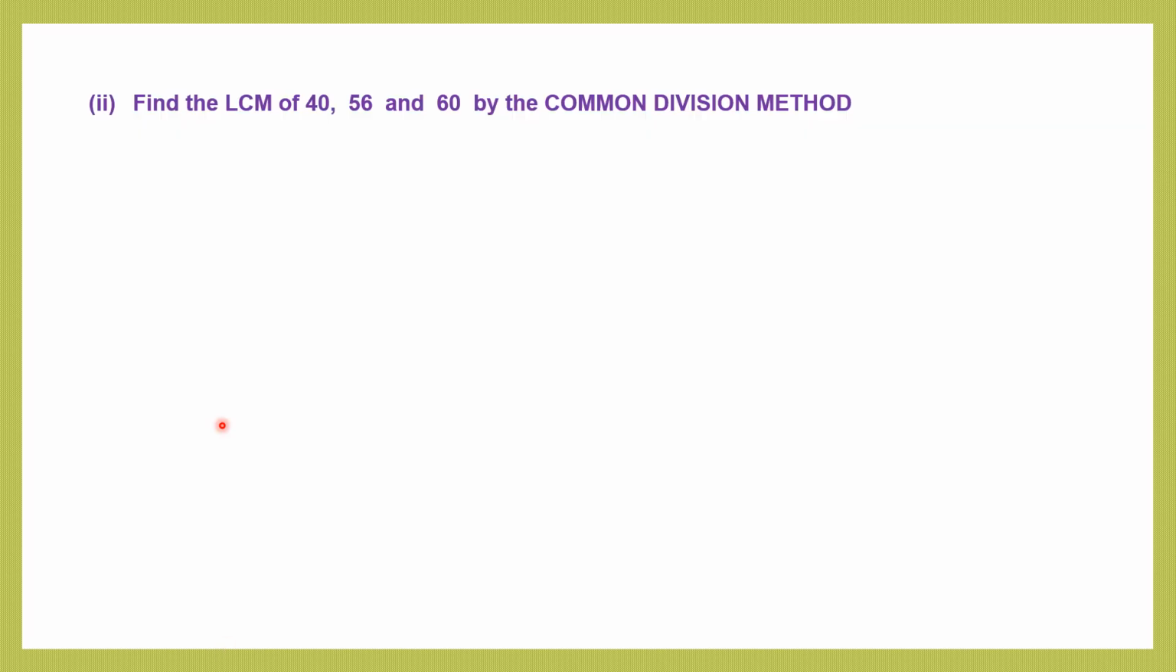Question 2 here. Find the LCM of 40, 56 and 60 by the common division method. So in the common division method, we have to make use of prime numbers. So let's write down a few prime numbers: 2, 3, 5, 7. I've written only the one-digit prime numbers. Now let's begin the common division method.